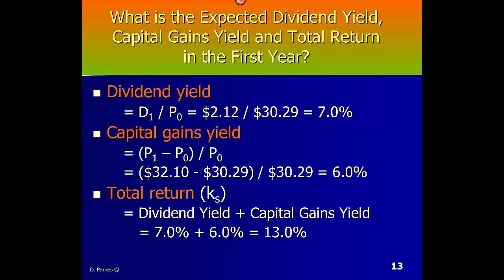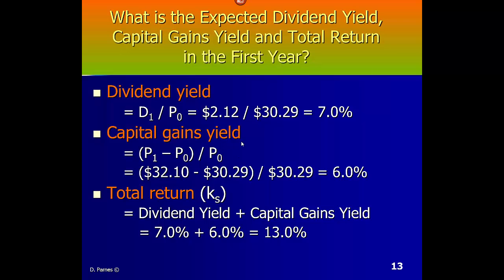So take a look at what happened here. On one hand, you receive 7% dividend yield. On the other hand, you also receive capital gains yield of 6%. Both of them together will give you your total return of 13%, which is, surprise, surprise, equal to KS, the required rate of return on the stock. Altogether, we can see that as long as G is constant, your total return is equal to KS. This is what you require and this is what you get.